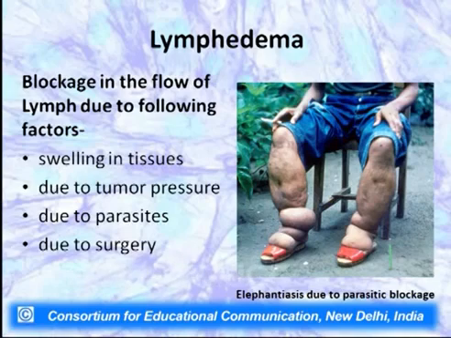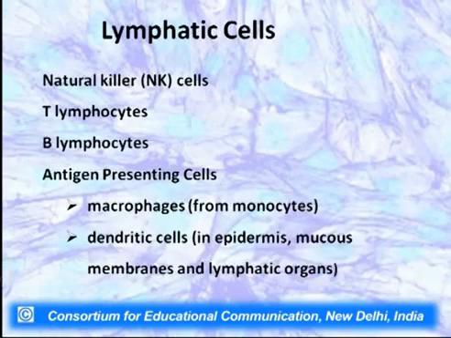All these reasons which are leading to the blockage in the flow of lymph are together called lymphedema, or edema, or swelling because of the blockage in the lymphatic channels. One example, as shown, is elephantiasis. Now, what exactly are the lymphatic cells?